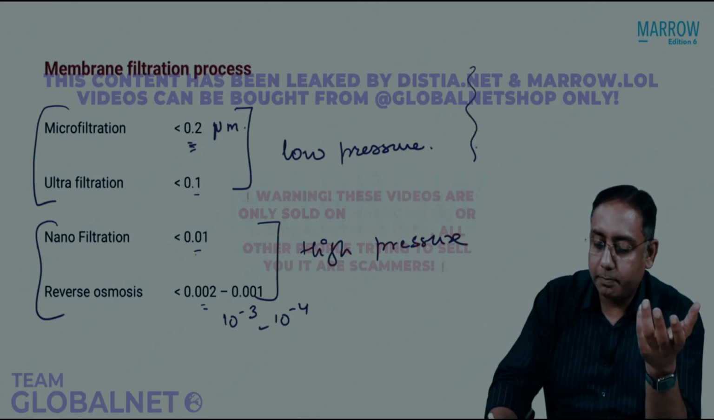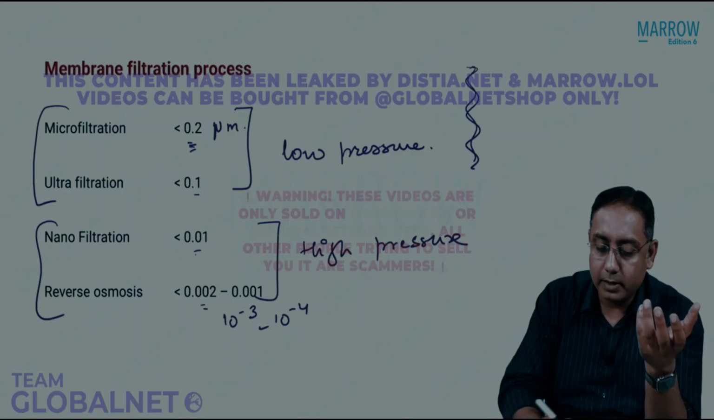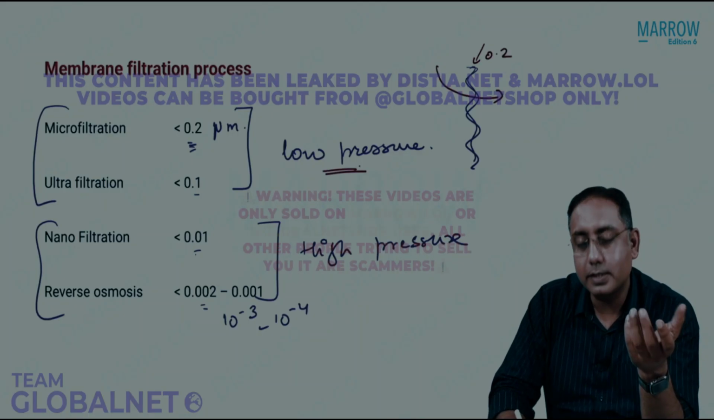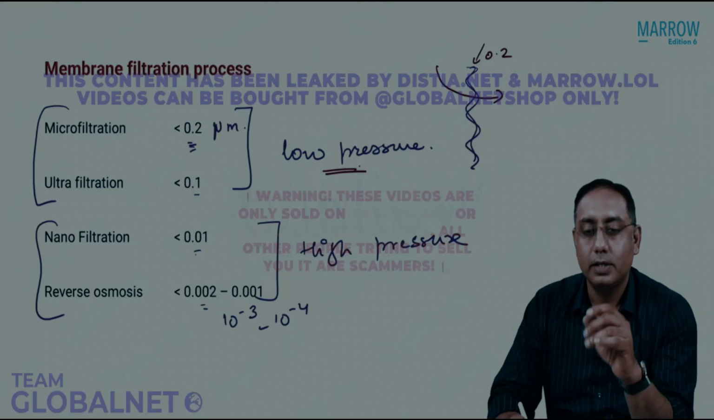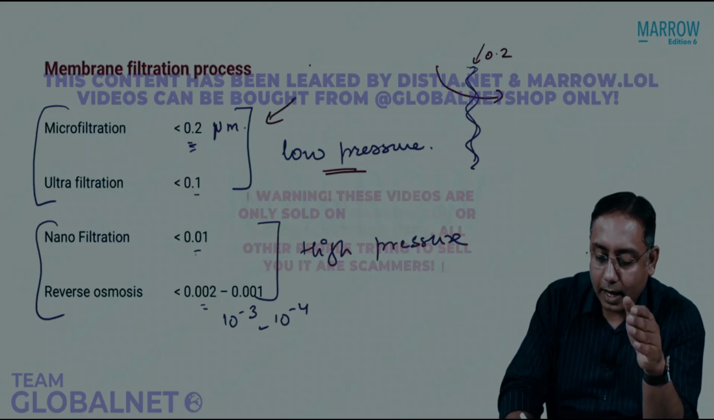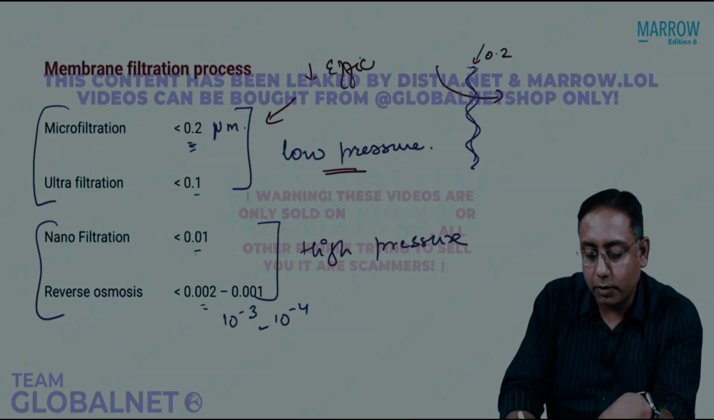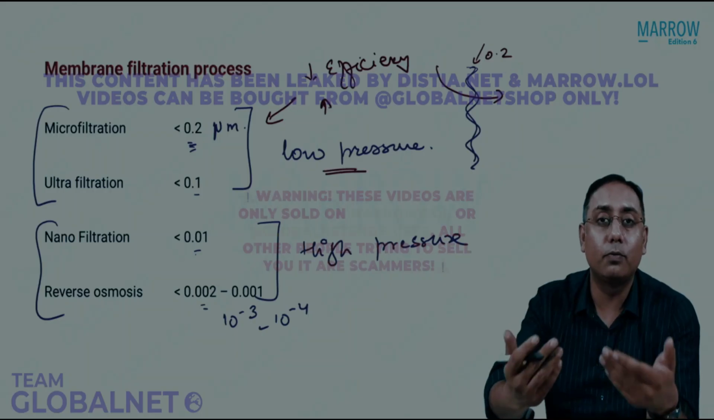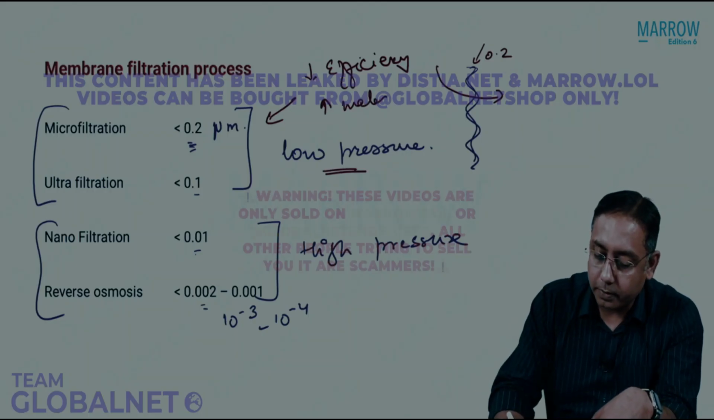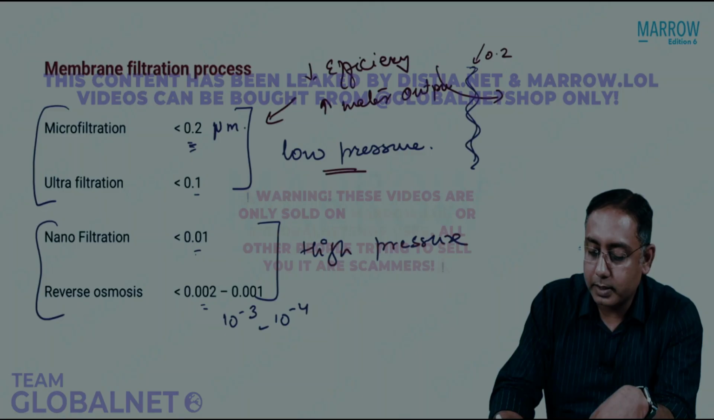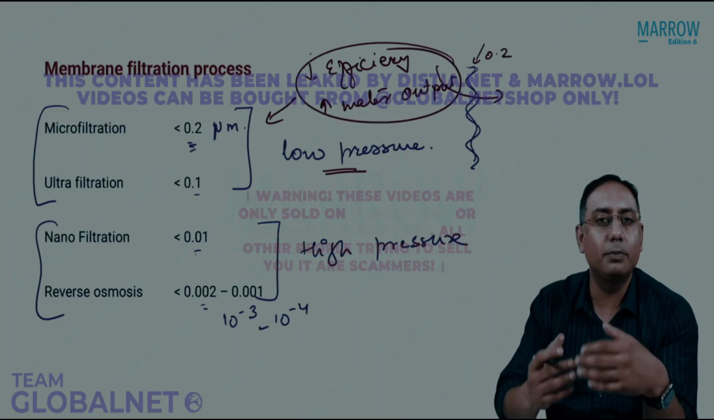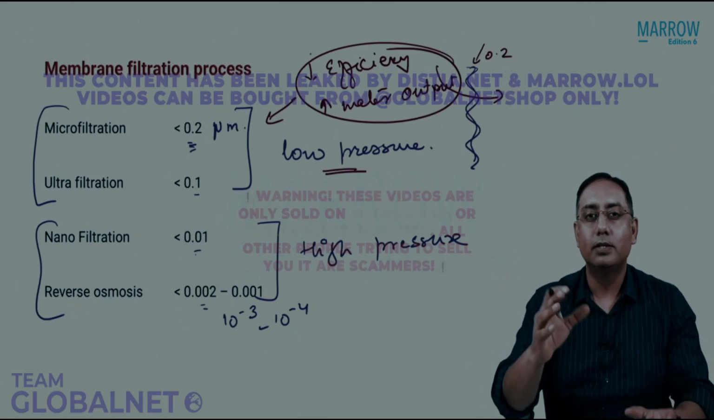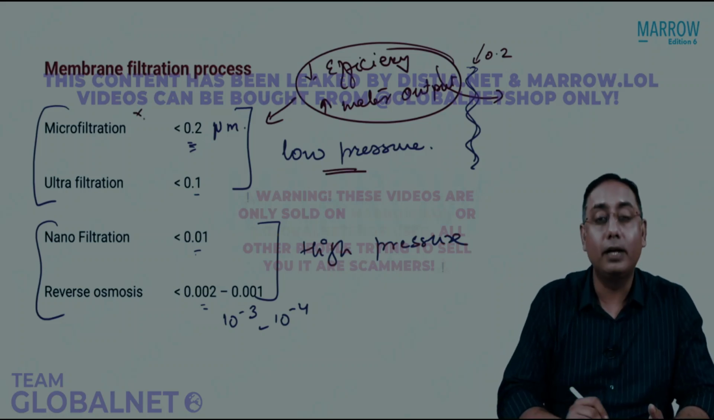Now, because the membrane is there and the pore is 0.2, the water can freely pass even at low pressures. So these low pressure systems will have less efficiency of purification, but they give more water output. More water output is there, but they are less efficient because the pore size is bigger and the contamination may still pass. So many viruses are not blocked in microfiltration.